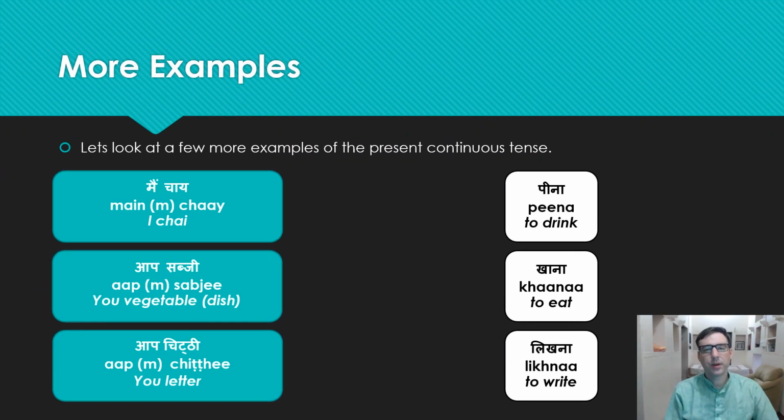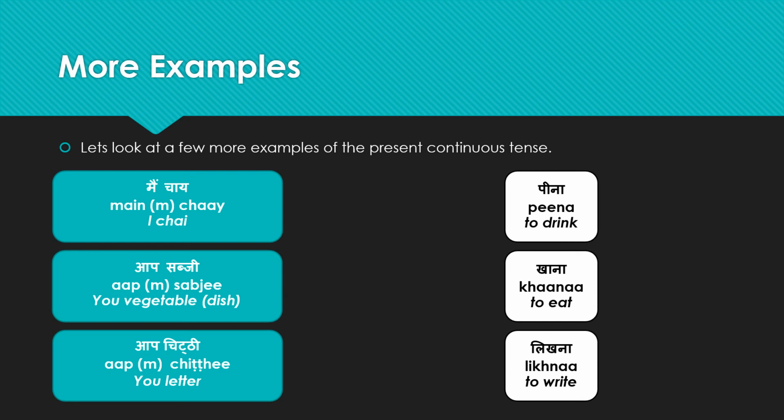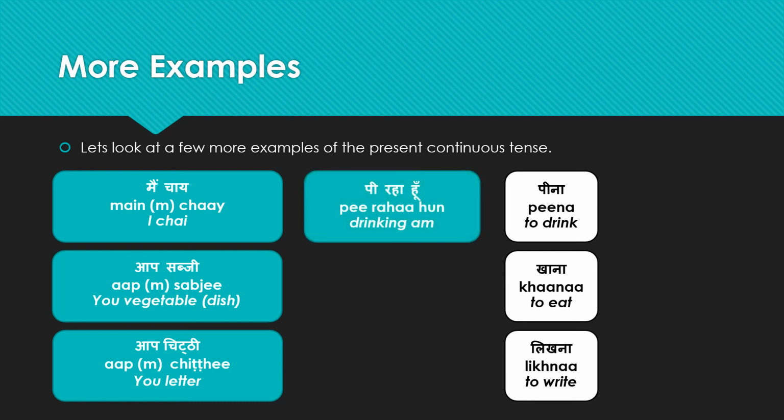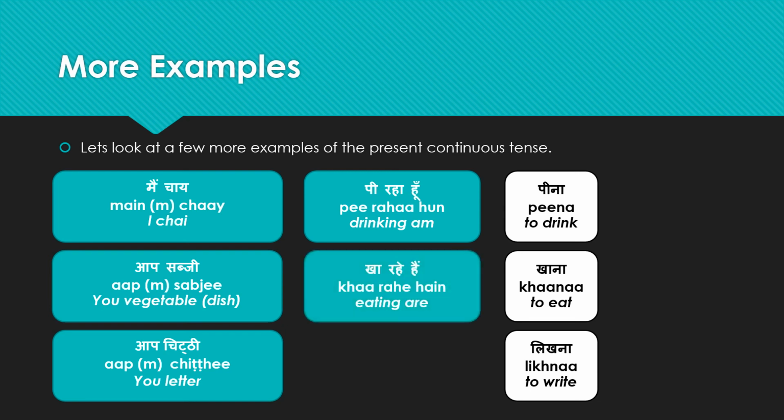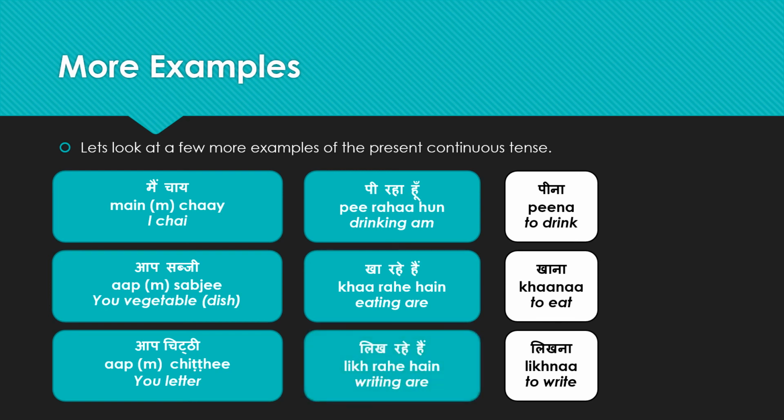Take a look at these examples of the present continuous tense. पीना, मैं चाय पी रहा हूँ. खाना, आप सब्जी खा रहे हैं. लिखना, आप चिट्ठी लिख रहे हैं.